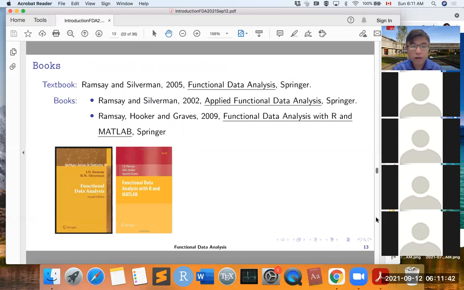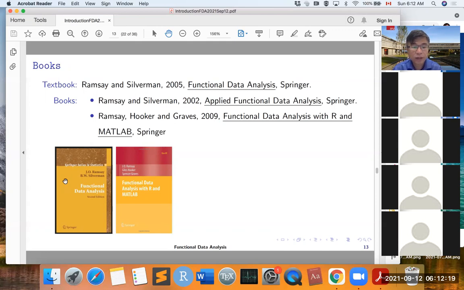In this short course, I will mainly follow the book Functional Data Analysis by Ramsay and Silverman, from 2005. This is a very classic FDA book. If you don't have any idea about FDA, I recommend you read this book. It's very easy to understand. It's not like a typical statistical textbook; it has a lot of examples.